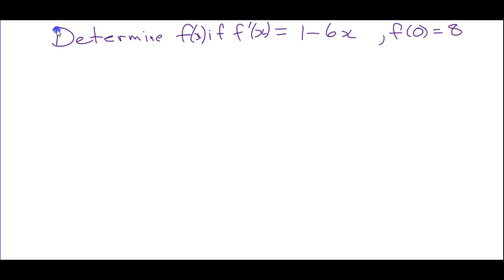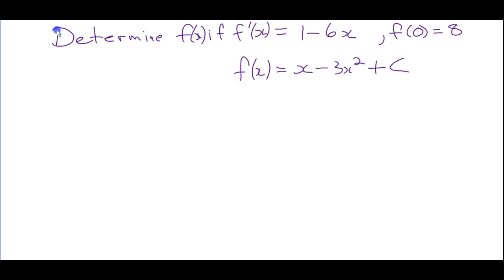Okay, so we're given the derivative and we're given an initial condition and we're asked to find a specific function f of x, right? So we start by finding a general function f of x. If we have f prime of x, then f of x is the antiderivative, right? So that's going to be x minus 3x squared. Mind if I do it that way? I mean, I could write 6x squared over 2 if you like, plus c, which is the general solution. So that's one of the family of functions.